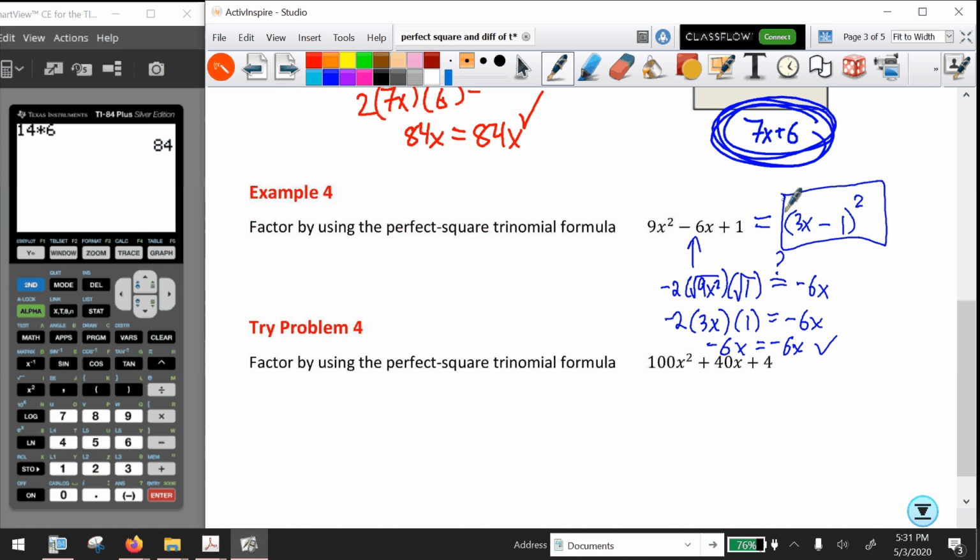All right, you could do this try problem right here. 100x squared plus 40x plus 4. Pause the video, try it on your own for some practice.